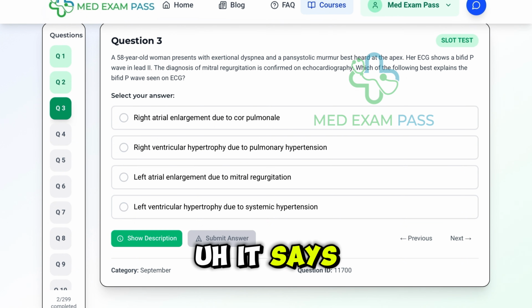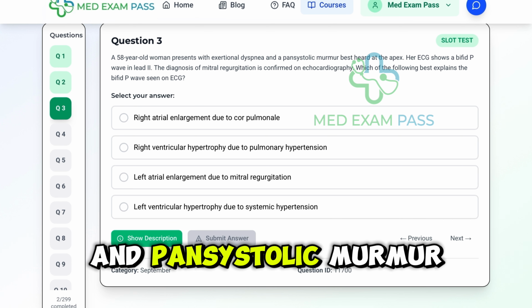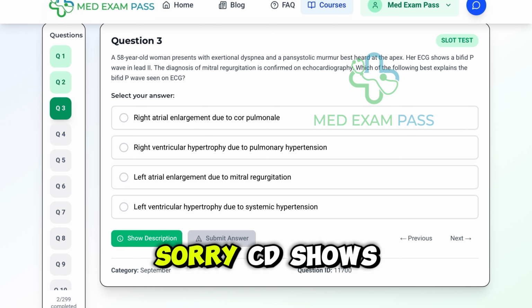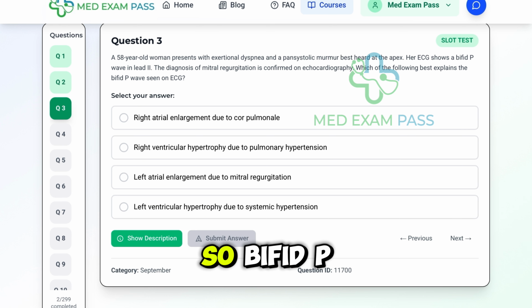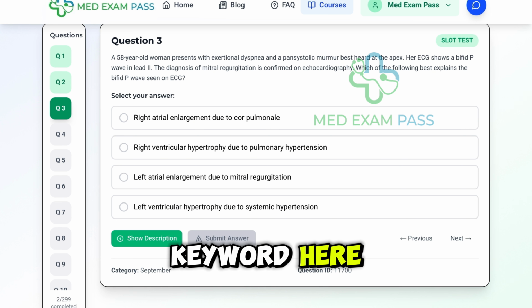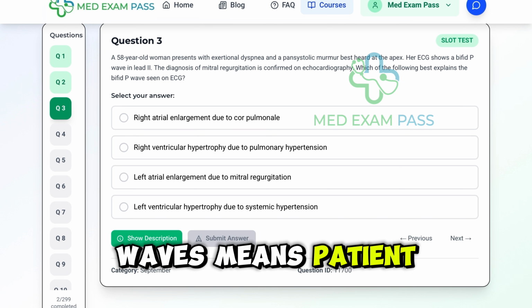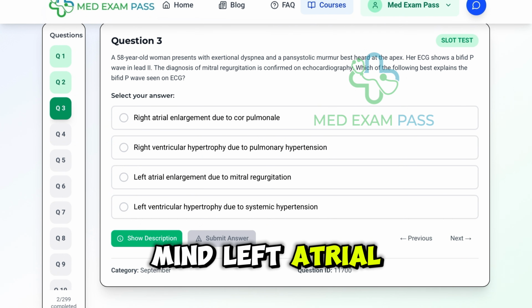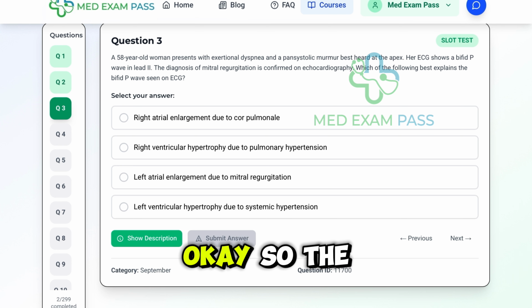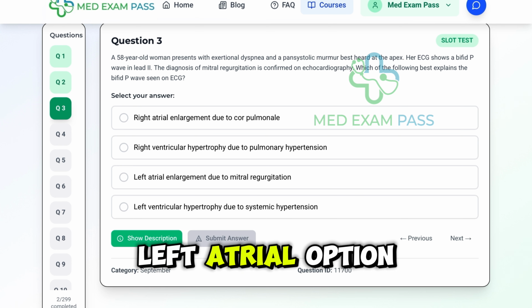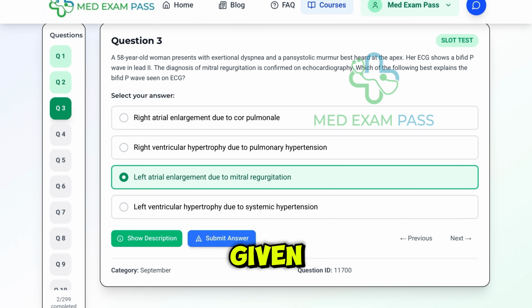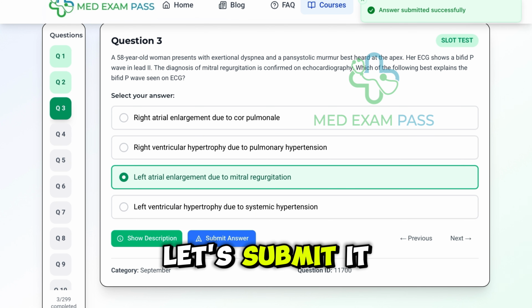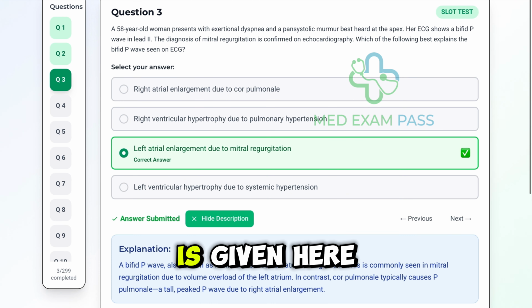Now question number 3. It says that a 58-year-old woman presents with exertional dyspnea and a pansystolic murmur best heard at the apex. Her ECG shows a bifid P wave. So bifid P wave is the keyword here. A bifid P wave means the patient has left atrial enlargement. Keep that in mind. So option C, left atrial enlargement due to mitral regurgitation, is the correct answer.